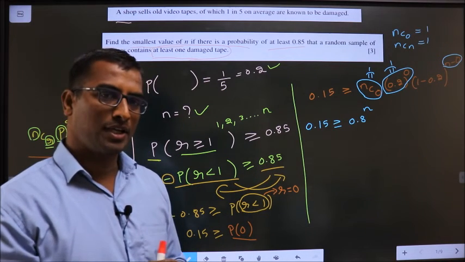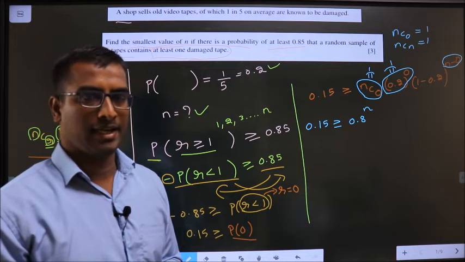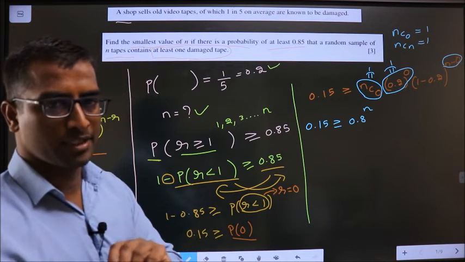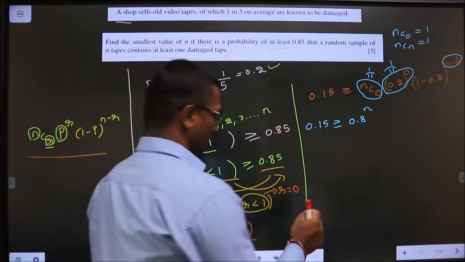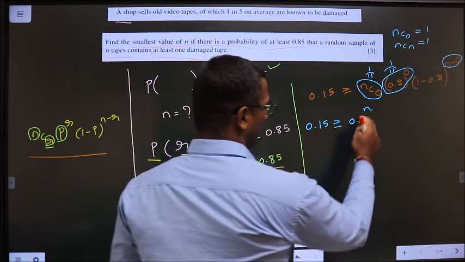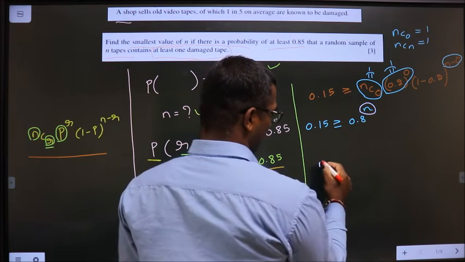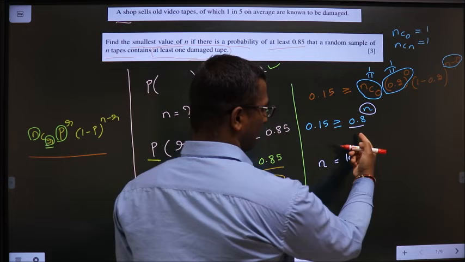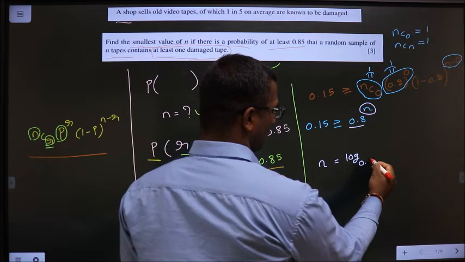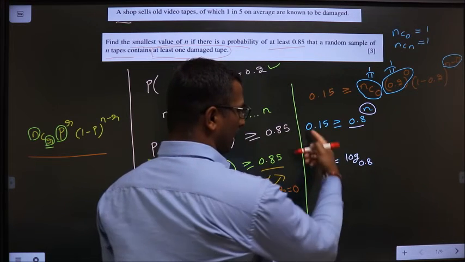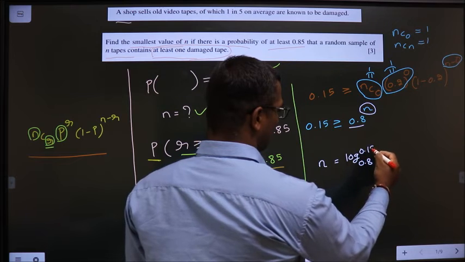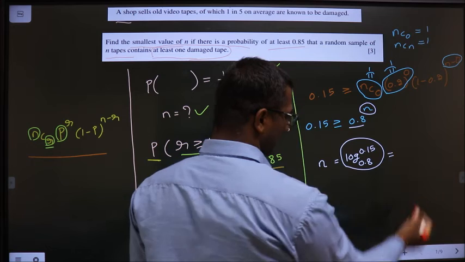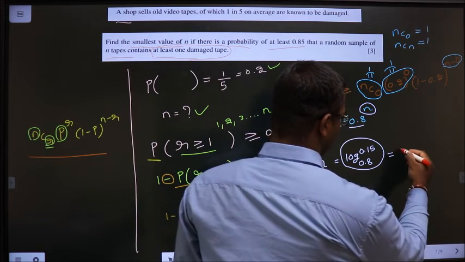See man, you can get the value for n by trial and error, or else I use logarithms in this way. The power will remain, log, here 0.8 is the base, for the log also the base will be the same, and the number will come over here, 0.15. So put this in the calculator, you get around 8.5.